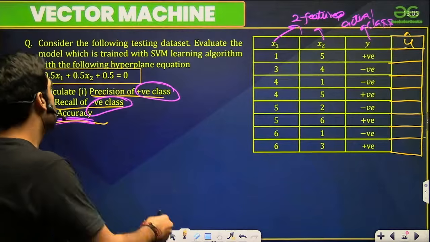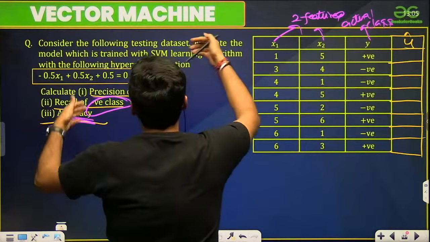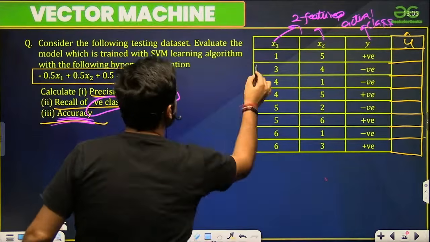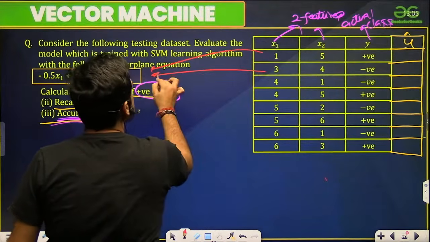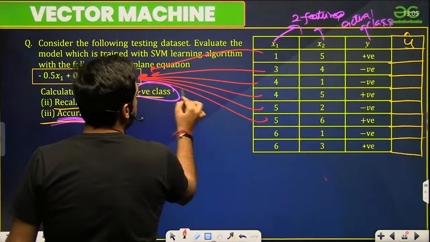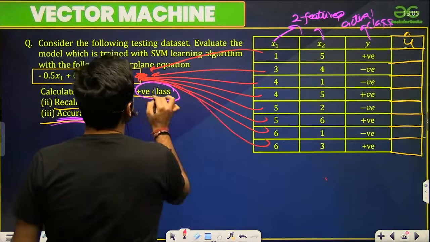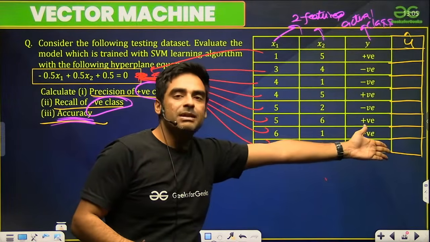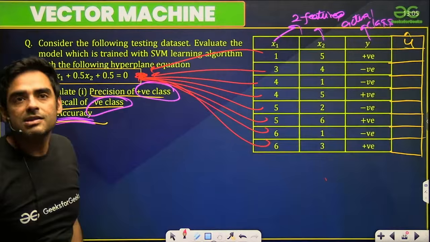How to do this? For SVM you just put these points in the hyperplane equation. You put all the points in the hyperplane equation, and based on whether you get positive or negative, you can predict whether the point belongs to the positive class or the negative class. Very simple.